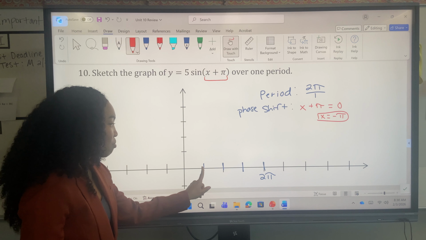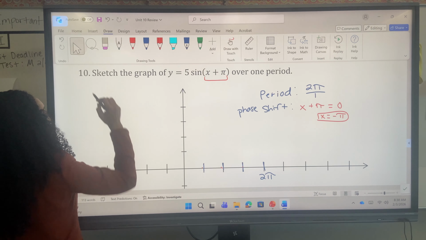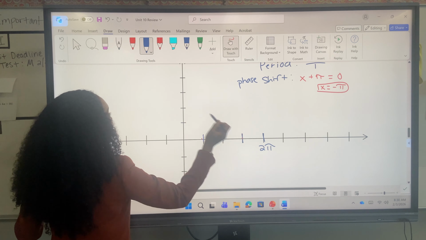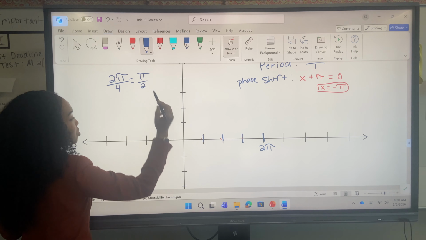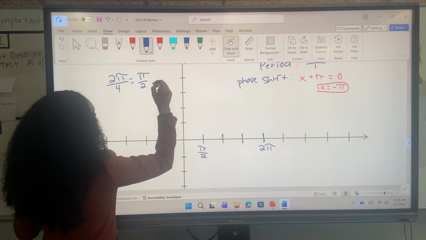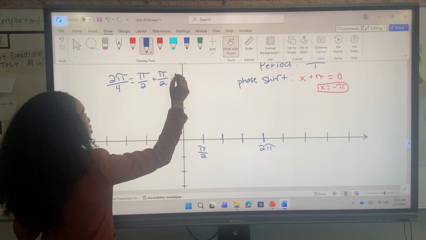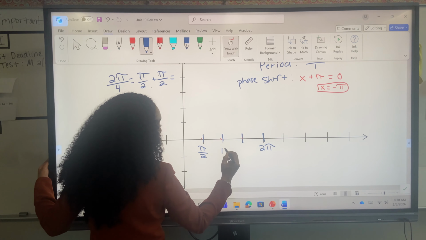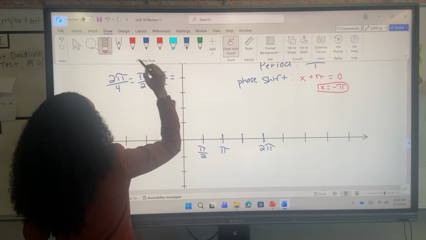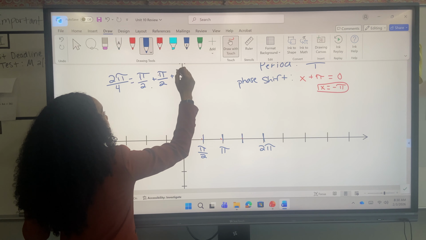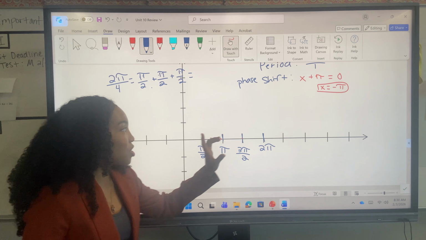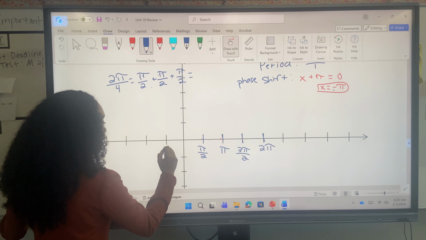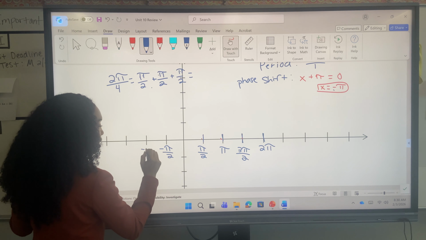Okay, so let's go ahead and mark each of my tick marks. So I have 2 pi. If I divide it by 4, this becomes pi over 2. So that's my first tick mark. If I add another section, this will be 2 pi over 2, which simplifies to pi. If I add another section, this will be 1, 2, 3 pi over 2. And then I'm going to shift to the left pi, since that's a negative pi. So this is negative pi over 2 and negative pi.